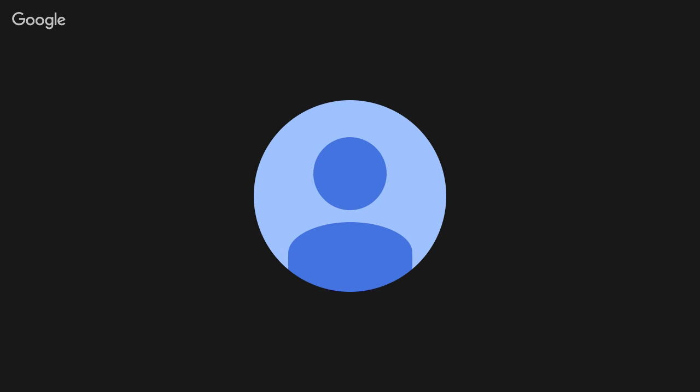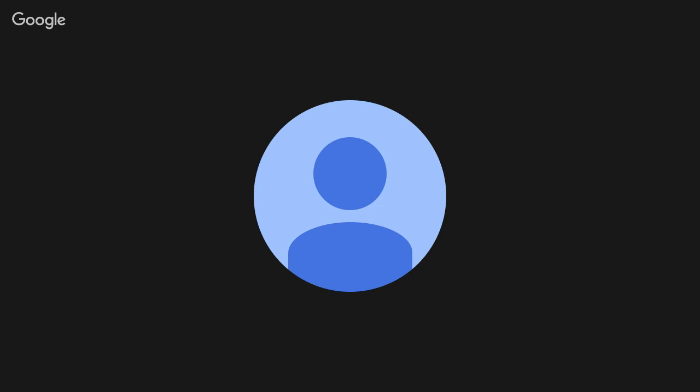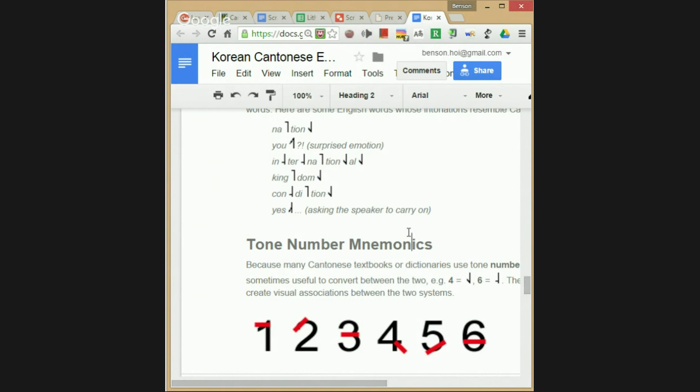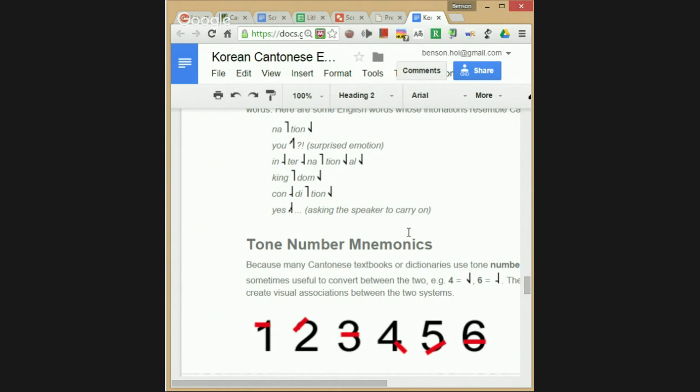Personally, I cannot really distinguish between 2 and 5 myself, and so do many people in Hong Kong. Basically the difference between 2 and 5 is that they start at the same place, but 2 goes higher and 5 doesn't go so high. So one is going really high to the top and one is just going halfway. And so that will be number 5.